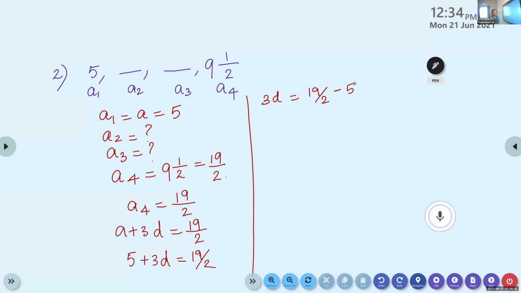Plus 5, on transposing to the other side, it will become negative 5. So can you give me the value of D, children? What is the value of D? Write the next steps, take the LCM, simplify and give the value of D.